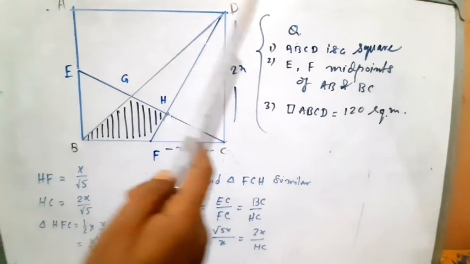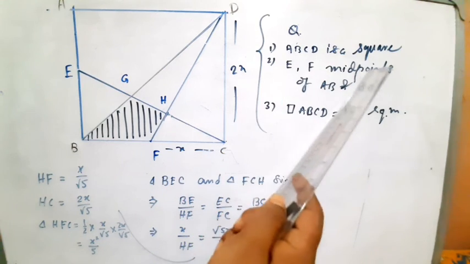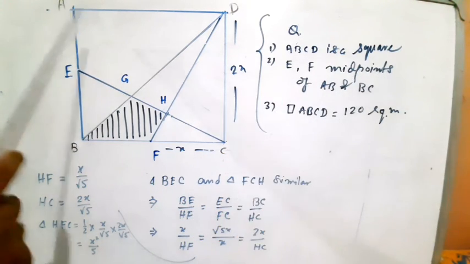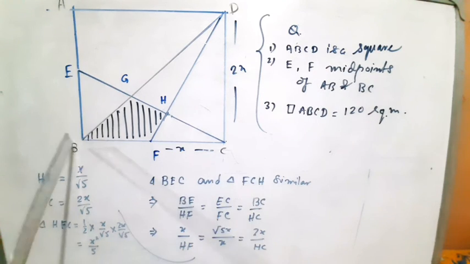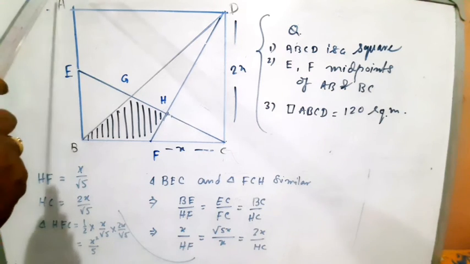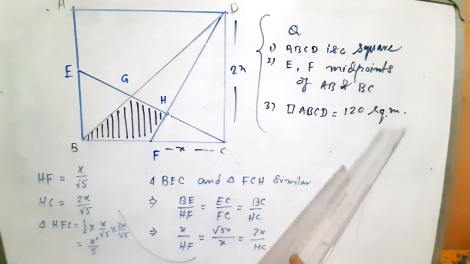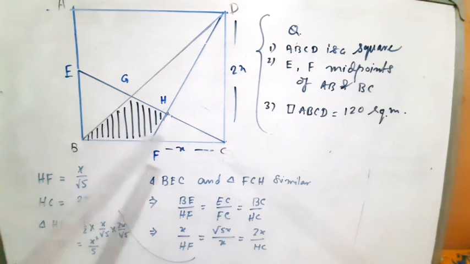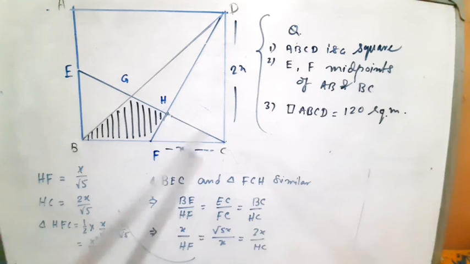Now today's question. ABCD is a square, and E and F are midpoints of AB and BC. E is the midpoint of AB and F is the midpoint of BC. The area of square ABCD is 120 square meters. We have to find the area of this shaded portion.